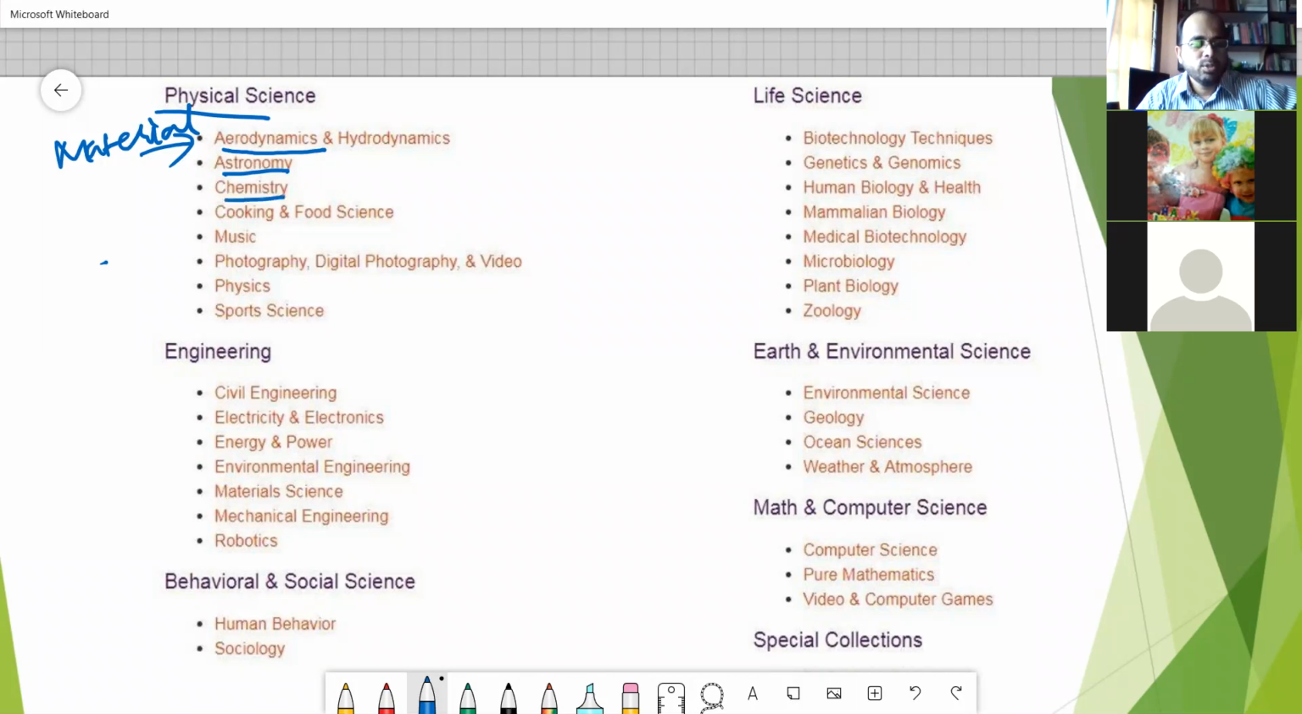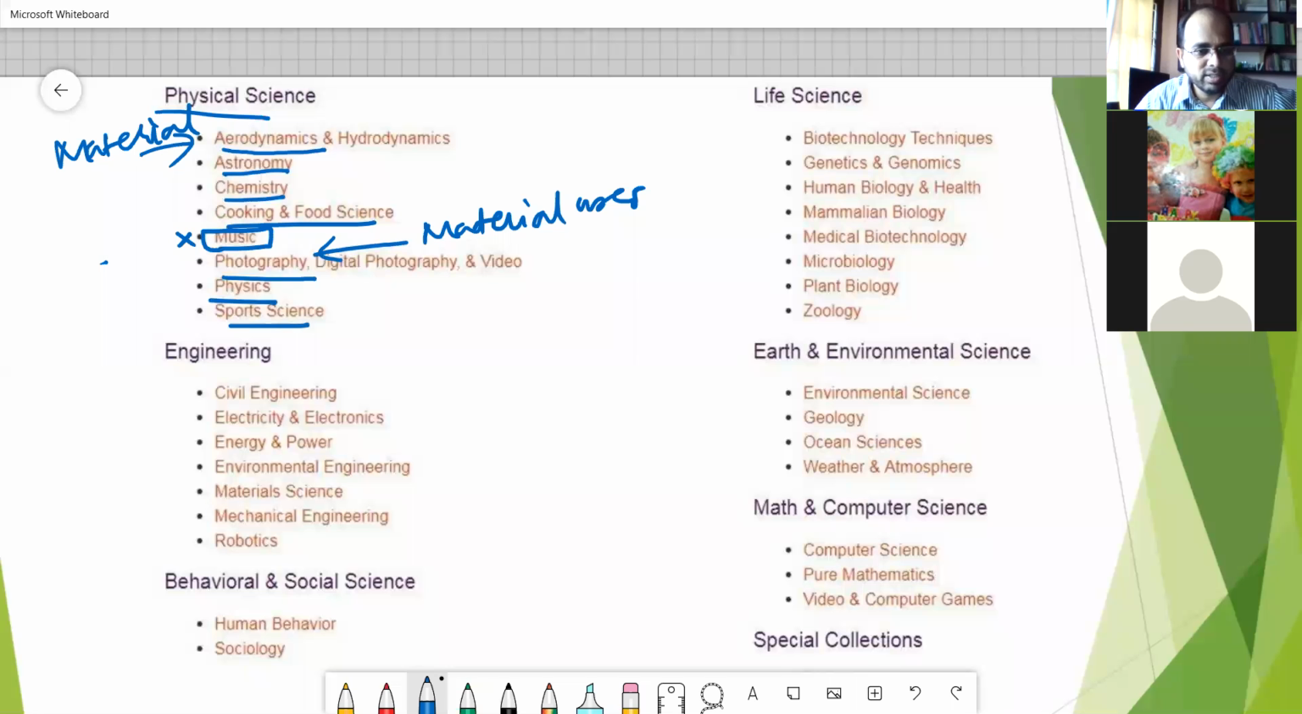Chemistry, cooking and food science, music, photography. Here you use material that is used. Then physics, then sports science, and then you have engineering. So let us skip these engineering things, because you are not going to use it.